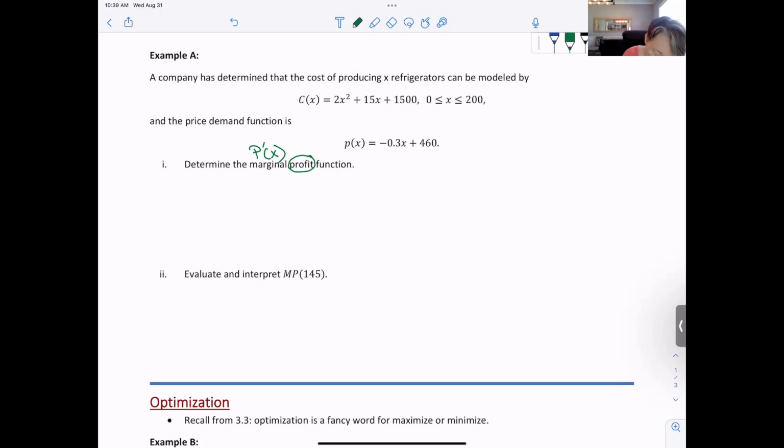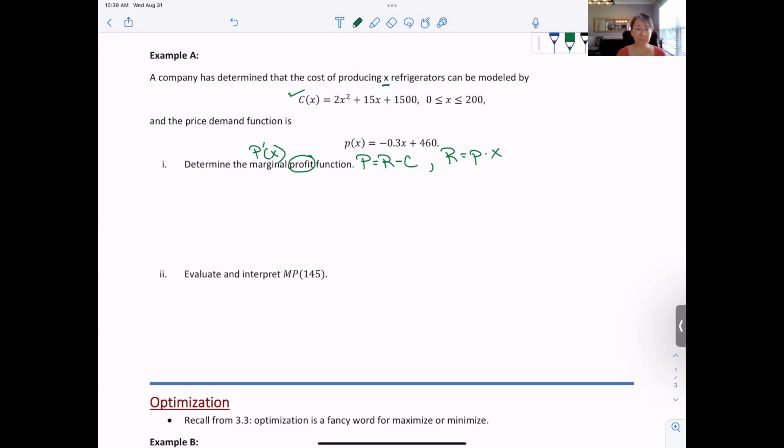So let's think. We know that profit is revenue minus cost. Well, we have the cost function. Okay, it's up there, it was given, but we don't have the revenue. So let's think about what the revenue function is. Revenue function equals our price times our quantity. Well, in this case, our quantity is X, the number of refrigerators. So we can actually replace that Q there with the variable X.